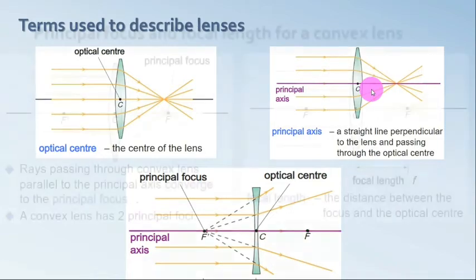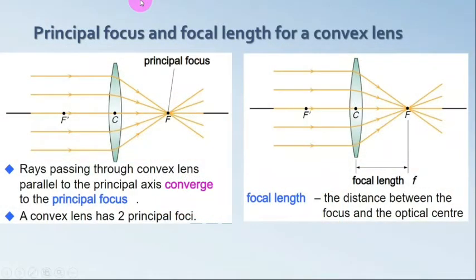Good? Let's continue. Now we have also principal focus and focal length. These for a convex lens, we want to study them for a convex lens. Here's a convex lens. So rays passing through convex lens parallel to the principal axis converge to the principal focus. So we said before that convex lens, we call it converging lens. Why? Because it converts all the rays toward one point. We call this point principal focus.